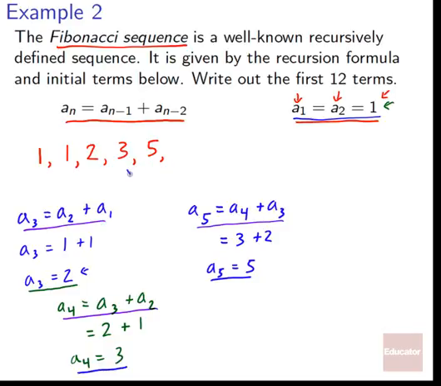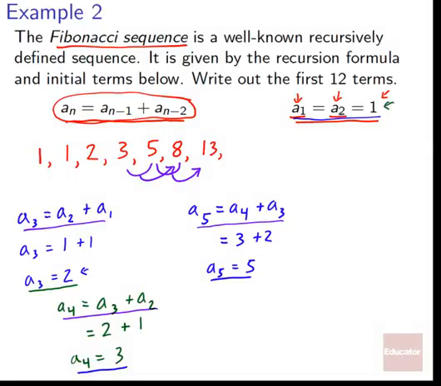So to make whatever comes after the 5, we add 3 and 5 together. So 3 plus 5 gets us 8. Then the next one is once again take the 5 and the 8, add them together. So 5 plus 8 gets us 13. We see that any term is equal to the previous term and the one before it added together. That's why we needed A1 and A2, because we needed two initial terms before we'd be able to get the ball rolling.